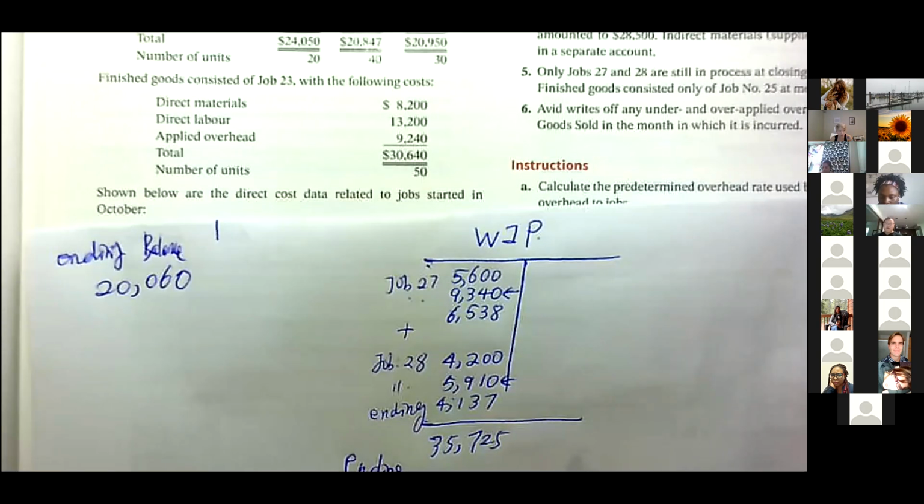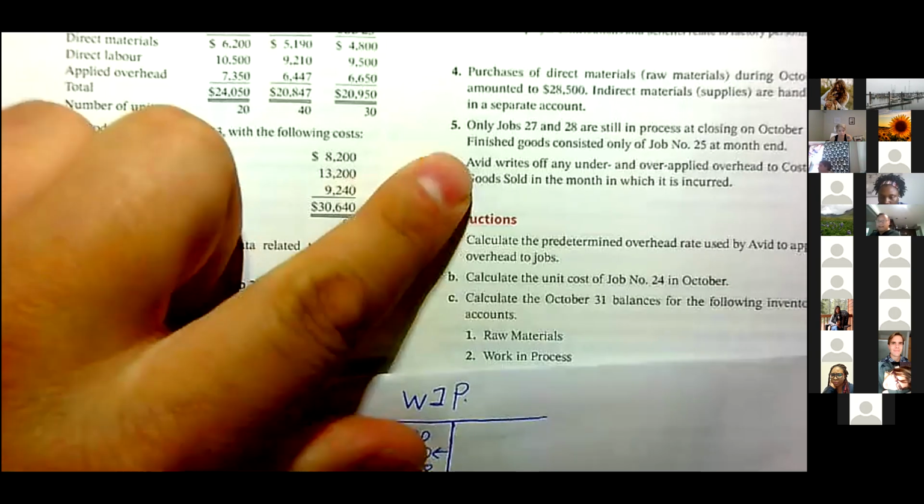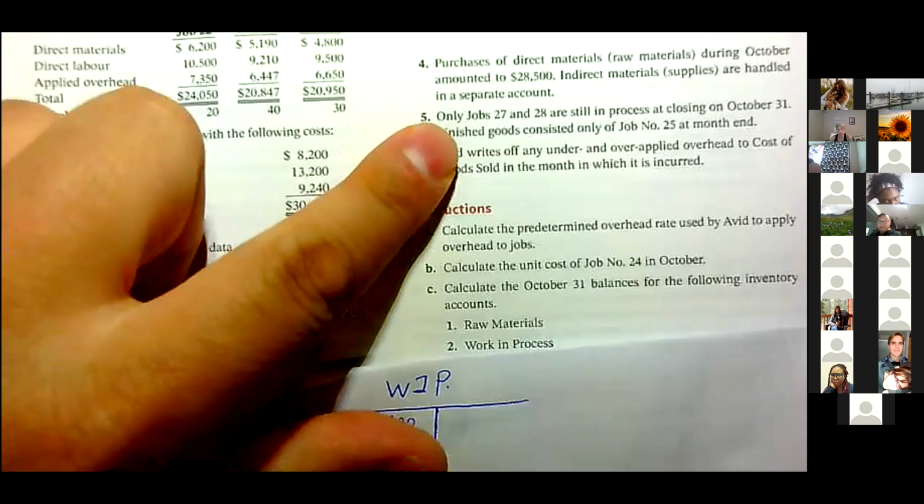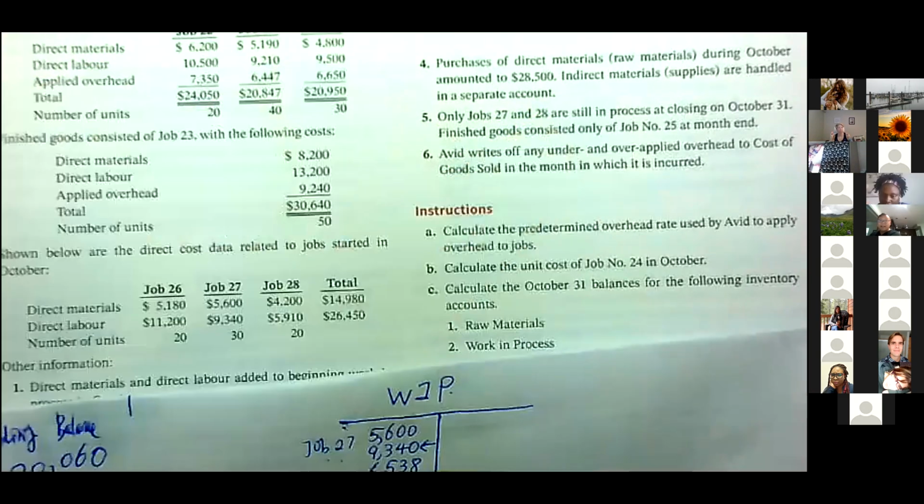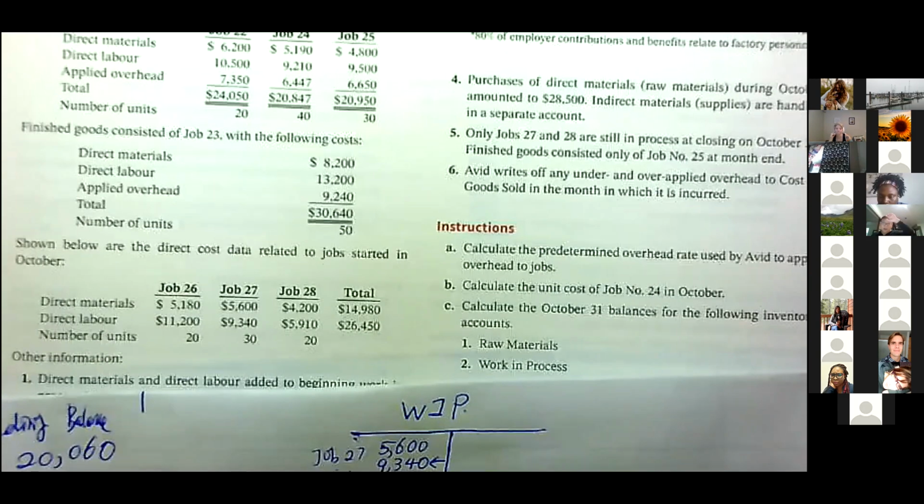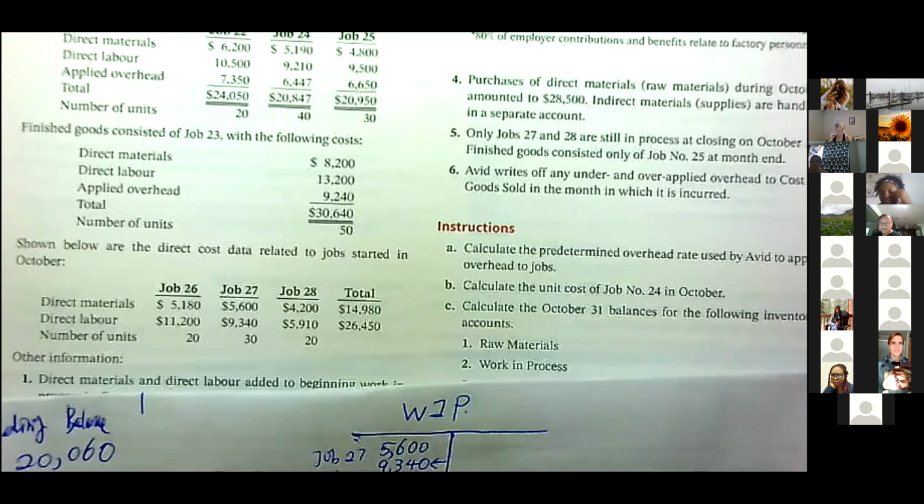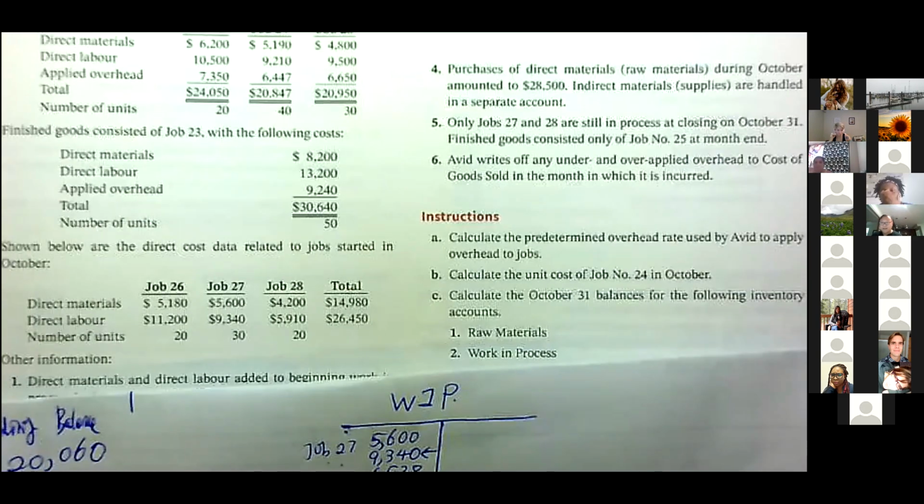Does anyone have any questions on this? Based on the information of number 5, there are only 2 jobs still in work in process, right? So you just need to know the costs for those 2 job orders. What's the total cost of that? That will be in your ending work in process on October 31st.